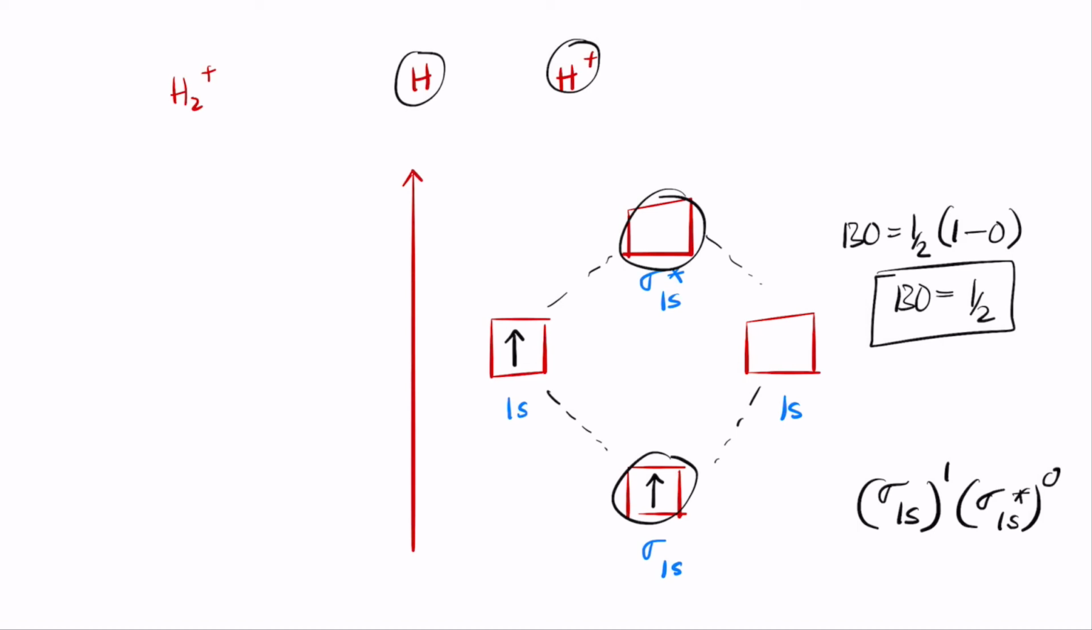Use the same principle now for H2 minus. H2 minus represents one hydrogen and one hydrogen minus, where you have one electron on one side and 2 electrons on the other side. Use this now and try to draw the molecular orbital diagram.